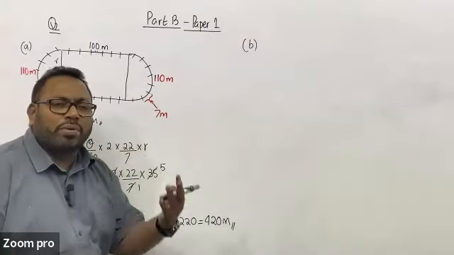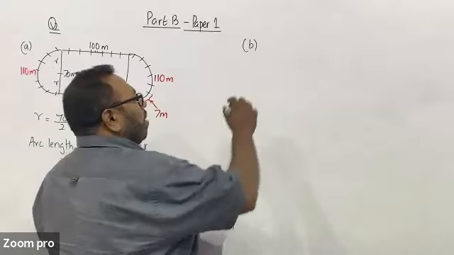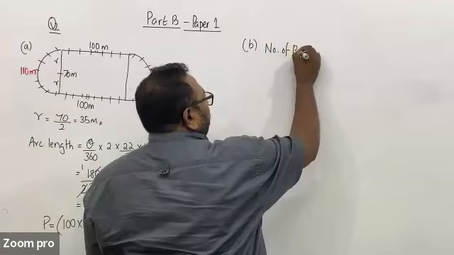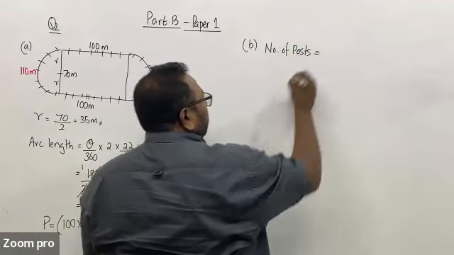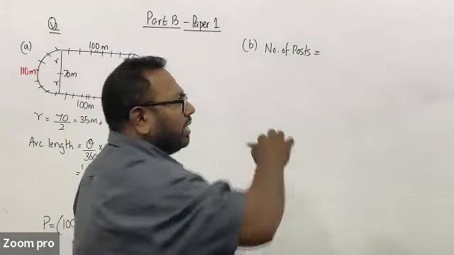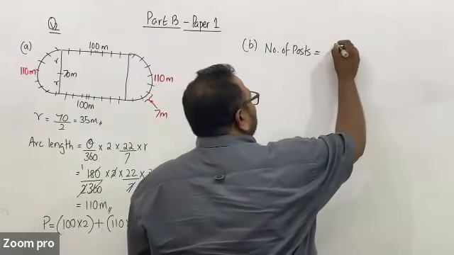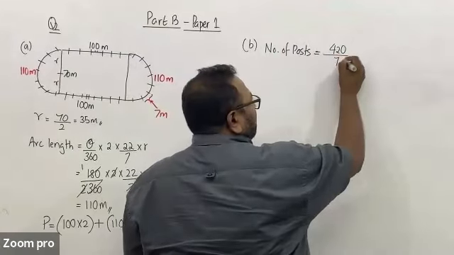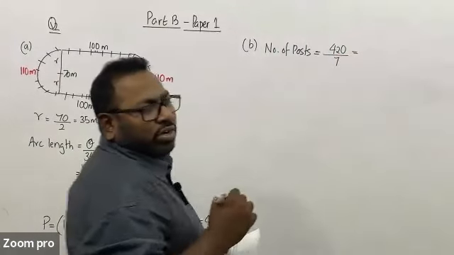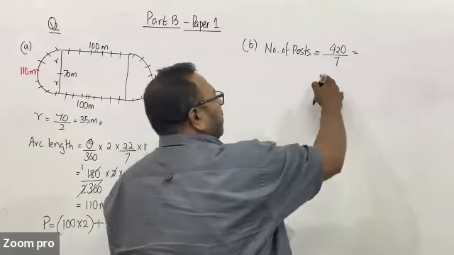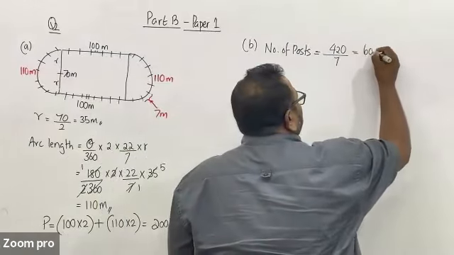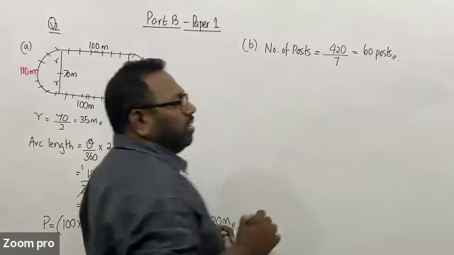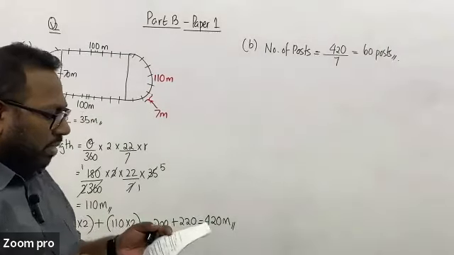They ask you how many posts we have to make. How many do you need to do? Number of posts will be equal to 420 meters, that's the total exterior length, divided by 7, which is 420 divided by 7, 60 posts. That is going to be your answer for question number B.